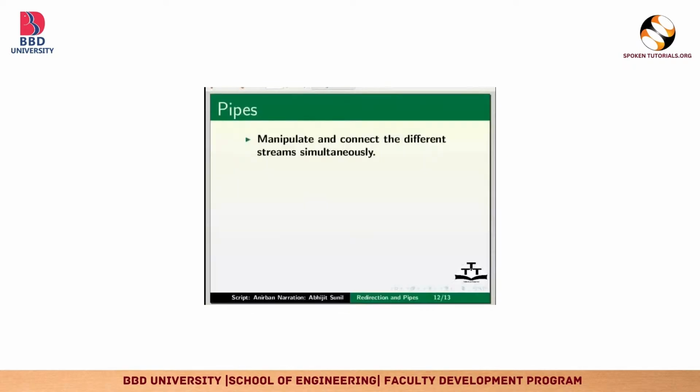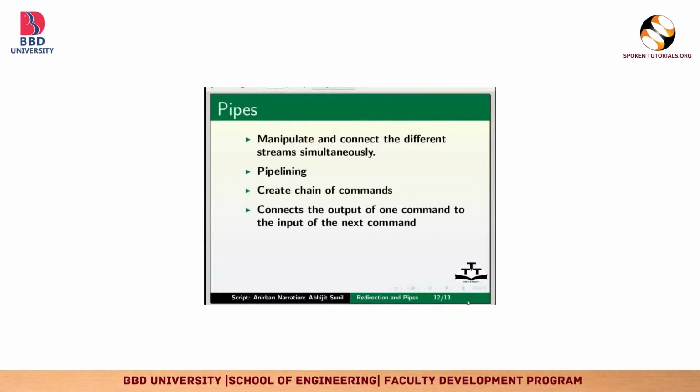We have seen how the three streams, standard out, standard in and standard error, are redirected and manipulated separately, but the real power of this concept can be seen when we can manipulate the streams together, that is, connect the different streams. This process is called pipelining. Pipes are used to create chains of commands. A pipe connects the output of one command to the input of the next command in the chain. It looks like command 1 vertical bar, command 2 hyphen option vertical bar, command 3 hyphen option 1 hyphen option 2 vertical bar, command 4.